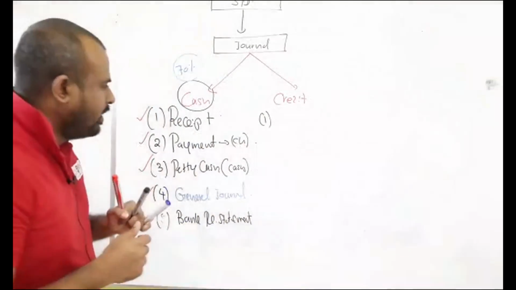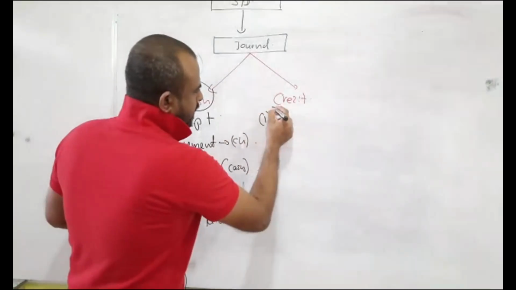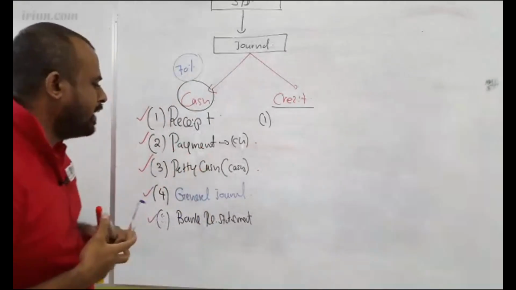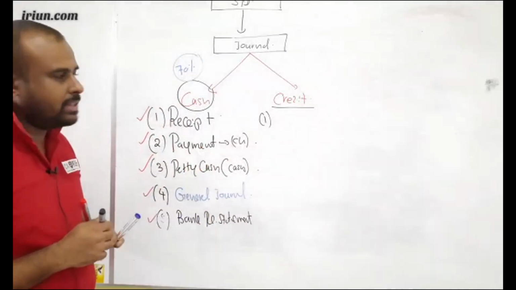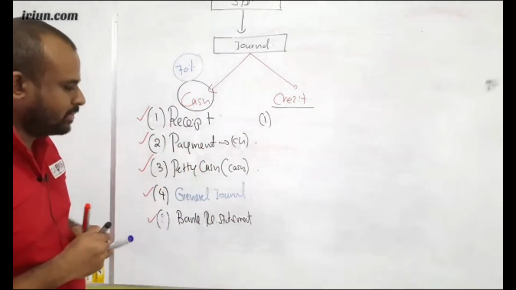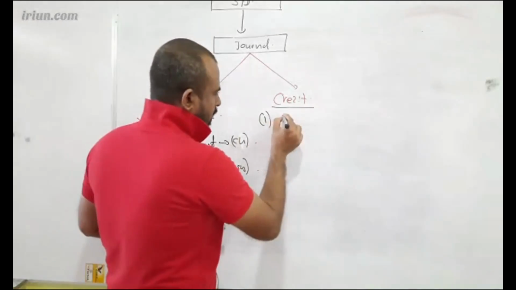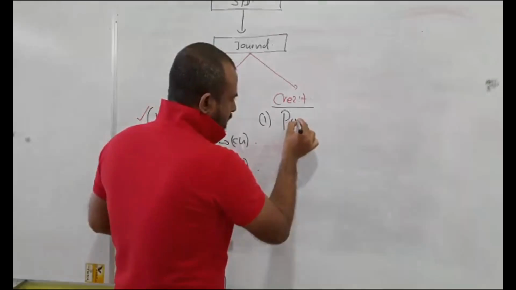So when it comes to credit transactions, what are the journals you maintain in recording the credit transactions? One is what? Purchases journal.